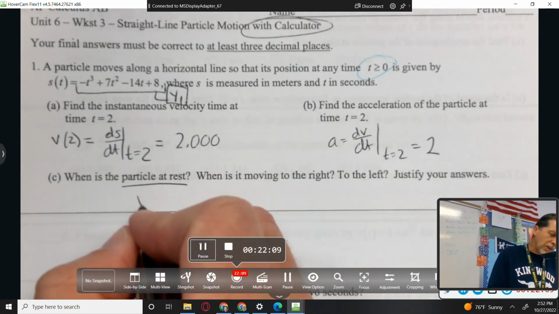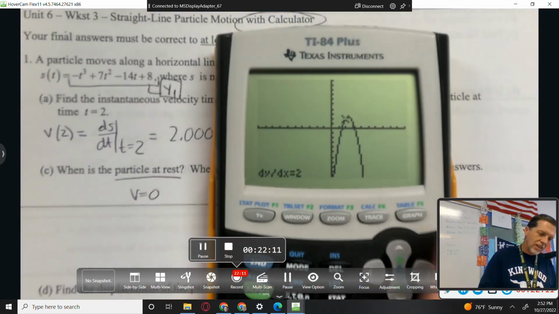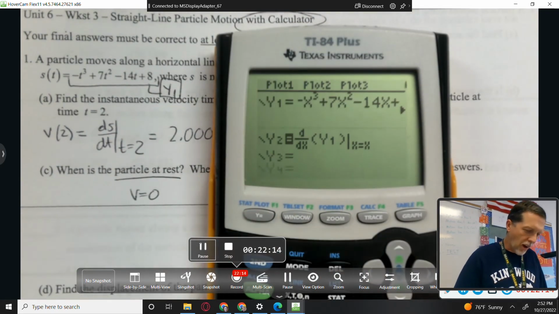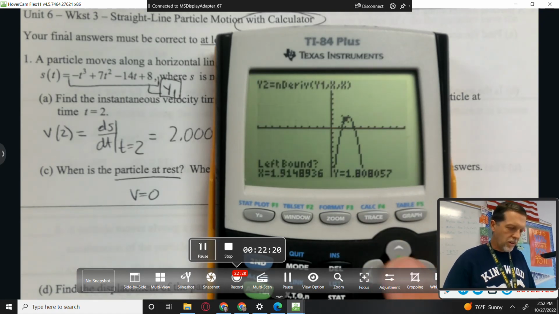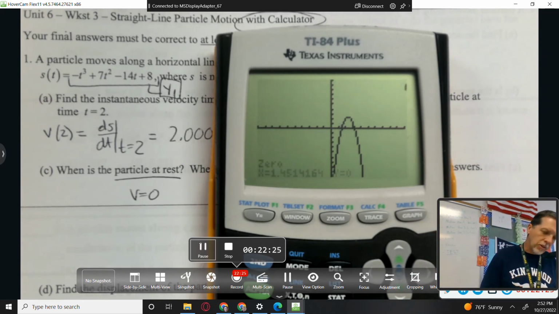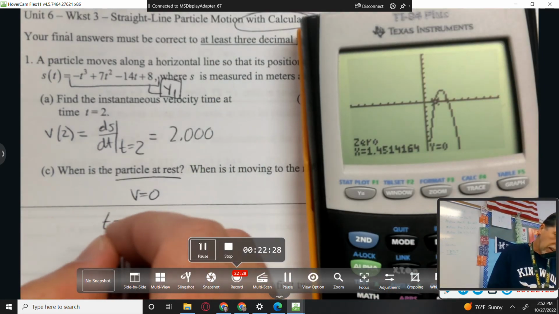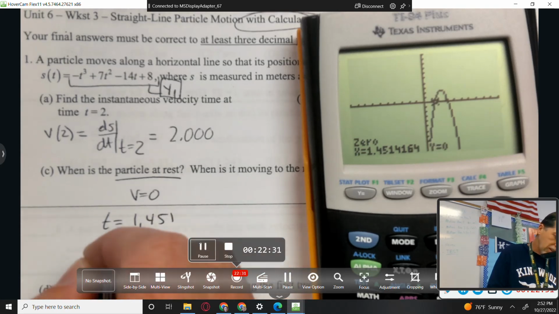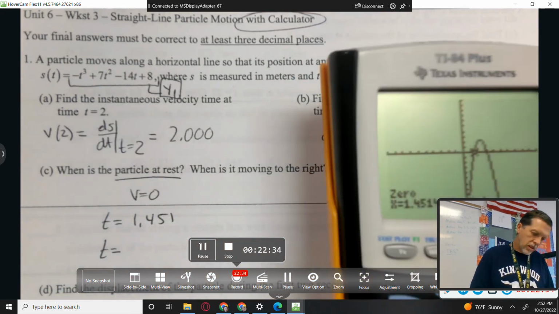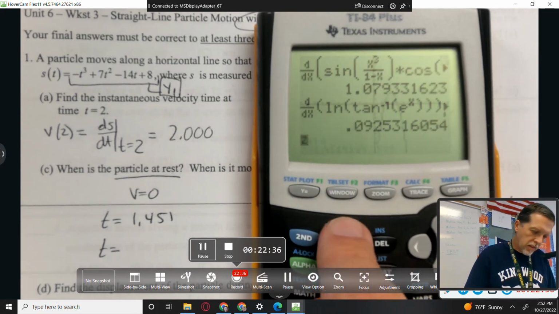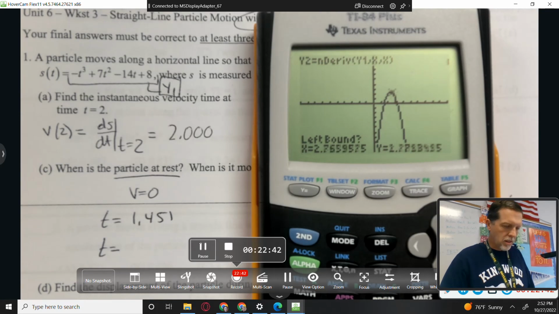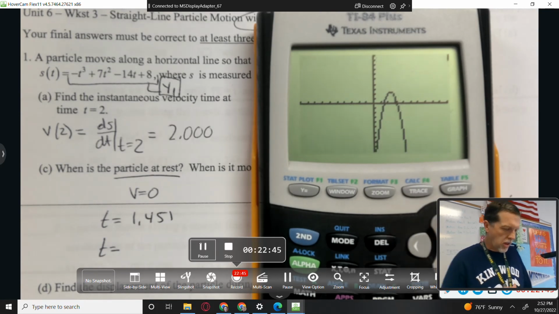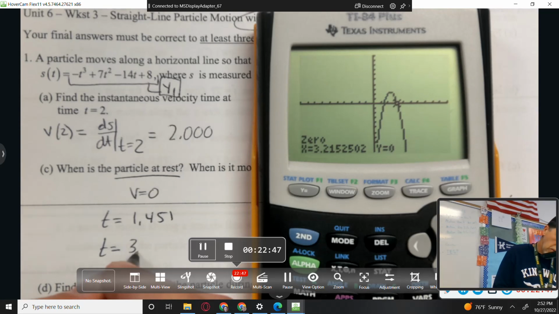When is the particle at rest? That would be when velocity is 0. So I think I'm looking at the graph of velocity right now. So second calc 0. Let the calculator do all the work. t equals 1.451. And do that again, second calc 0 at the other one. 3.215.